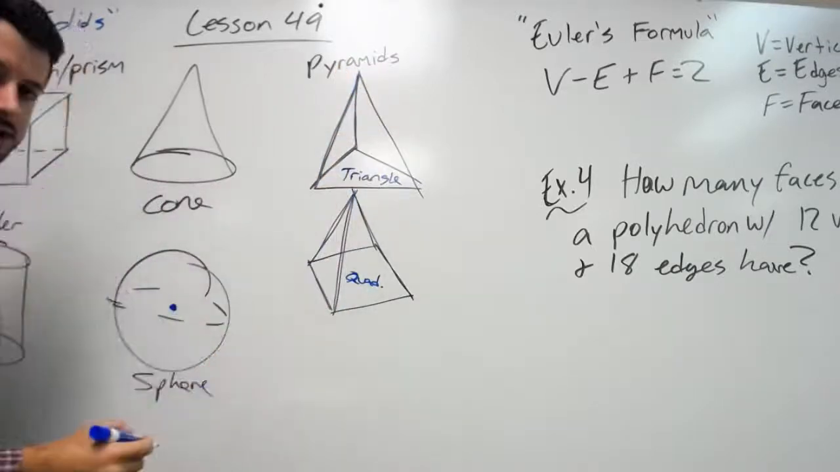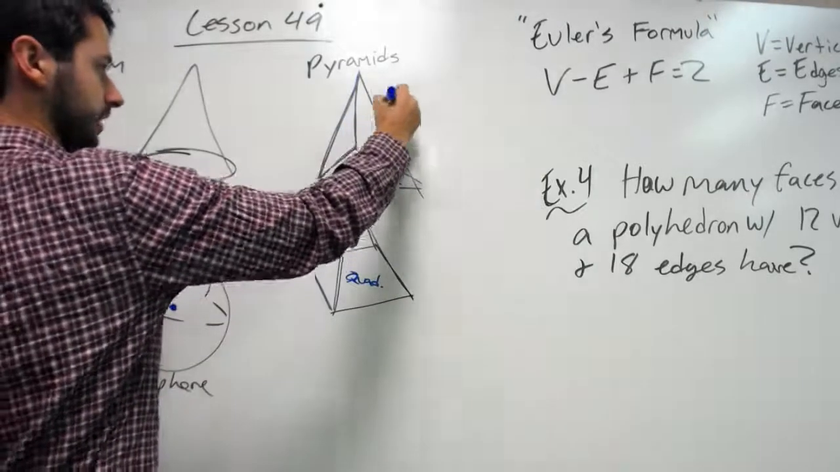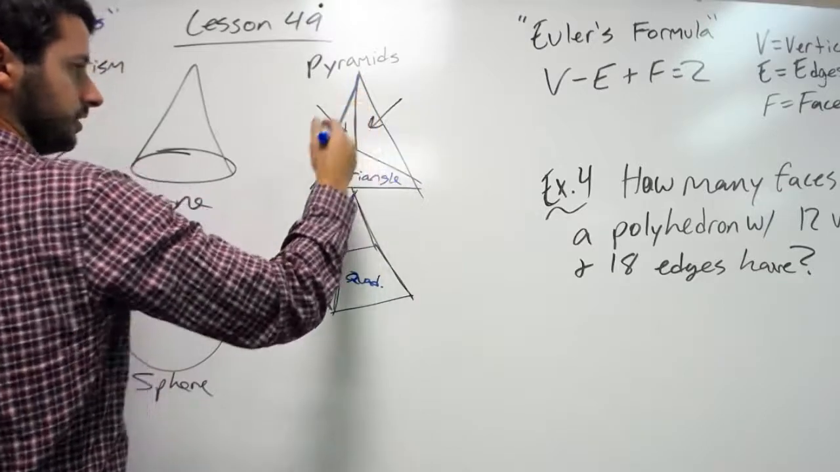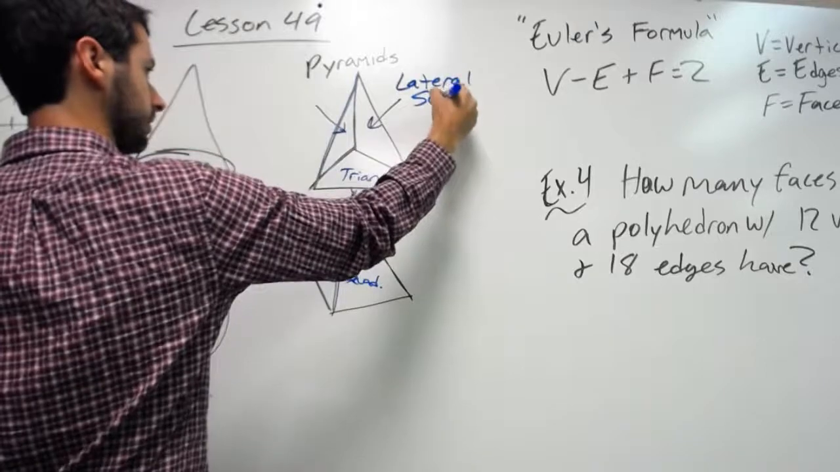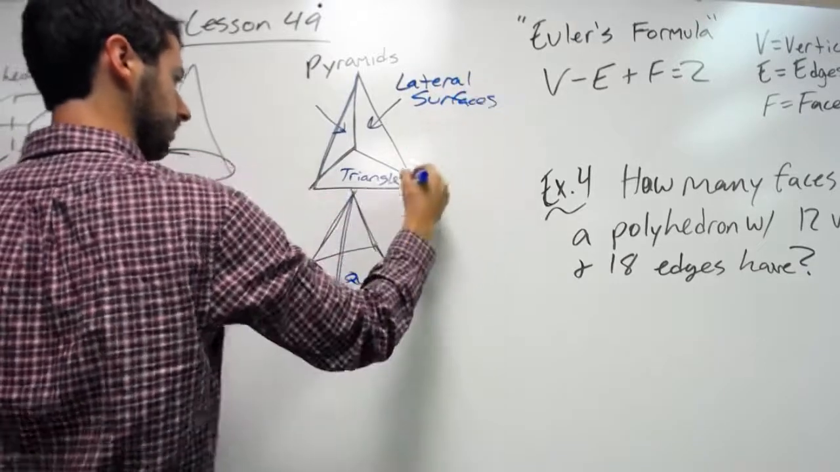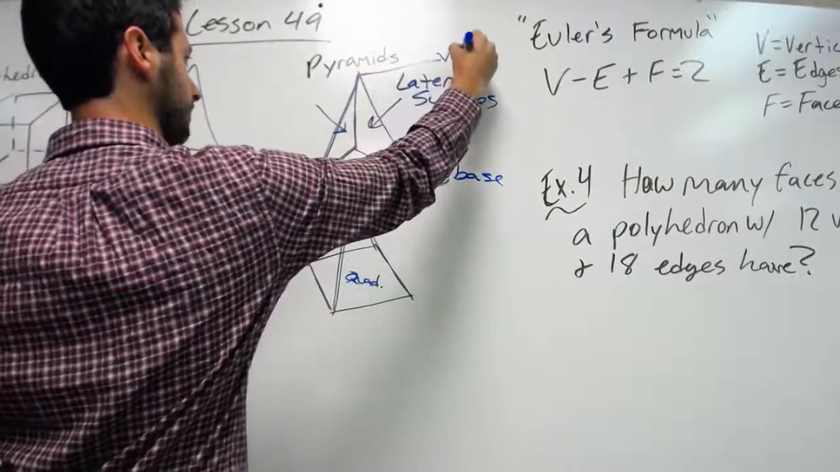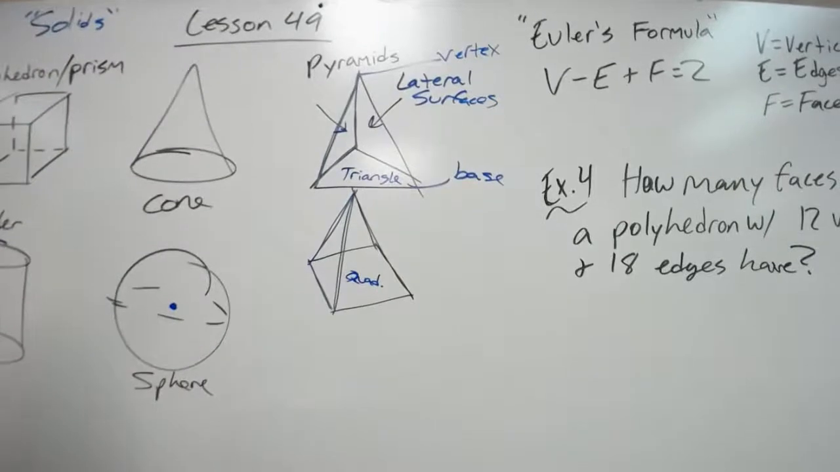I don't think I actually explained what lateral surface is. The lateral surfaces are the ones around the side. So here's a lateral surface. Here's a lateral surface. It's hard to draw the arrows, but those are lateral surfaces. And this is the base. Here's the vertex, the point where everything collides.